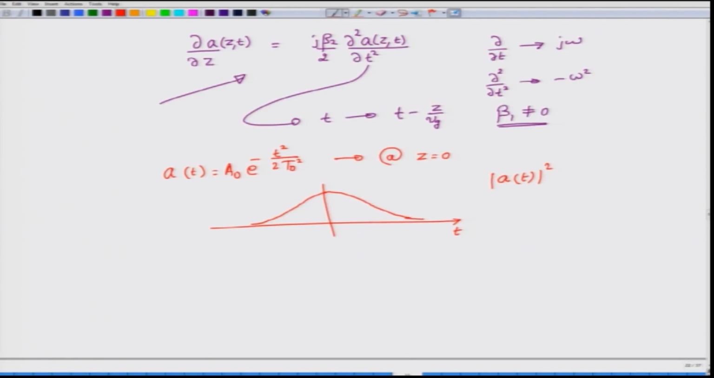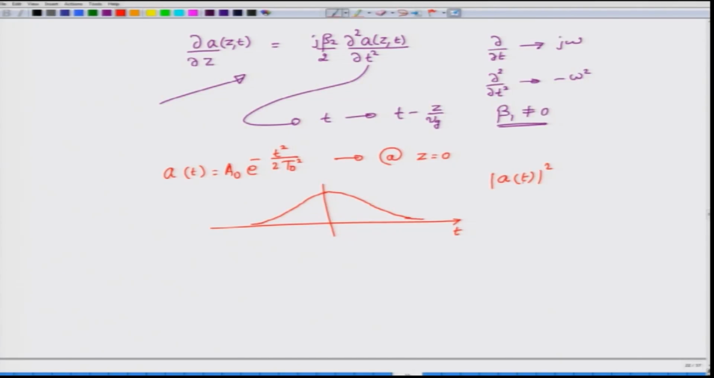Of course, in this case the magnitude does not really serve any purpose, because a naught is a real constant we have assumed. So, we could as well have used the square of a, but in general we will see that after the pulse has propagated, the envelope actually becomes complex. Therefore, I am going to use the magnitude square and I am going to plot the magnitude square.